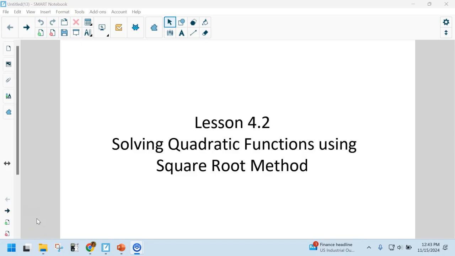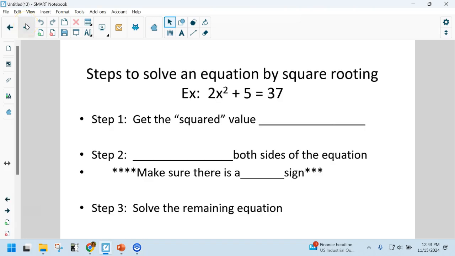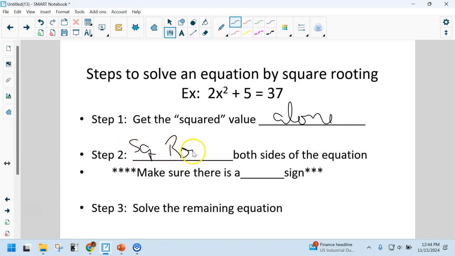All right, we are going to be looking at lesson 4.2, which is solving quadratic equations using the square root method. To solve an equation by square rooting, we first need to get the squared value alone, so we are isolating the variable. And then we want to square root both sides of the equation, because square roots cancel out squares.